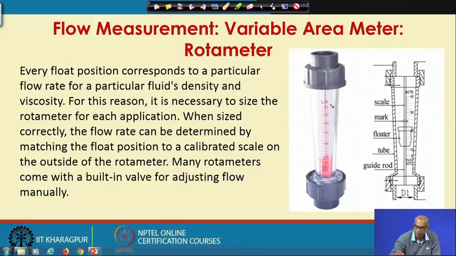So, you can see the scale on the glass tube of the rotameter. On this schematic, you see that there is a rod connected to the float. This is known as the guide rod. So, this guides the float as it goes up or goes down.